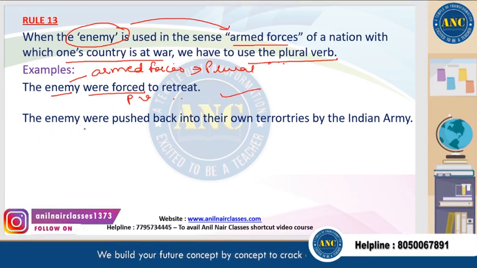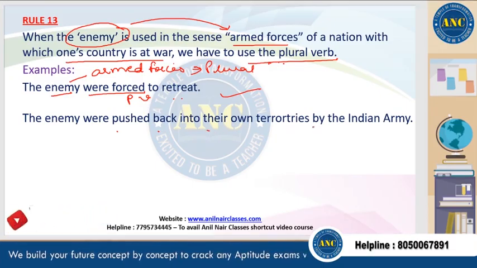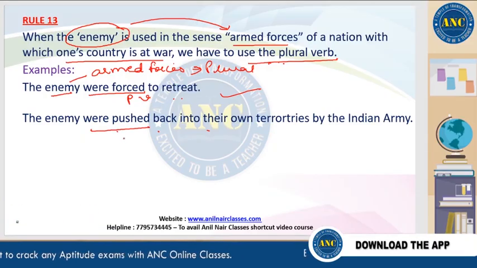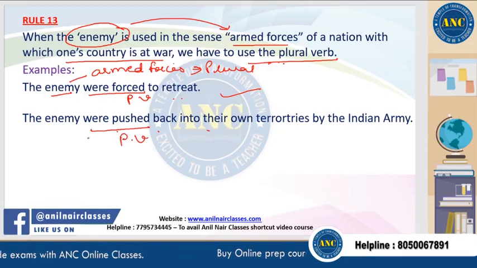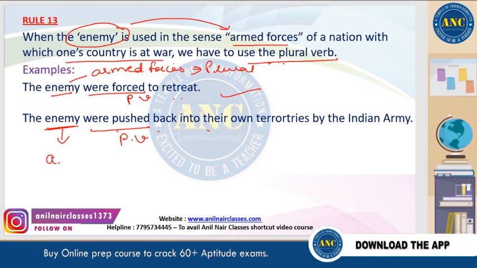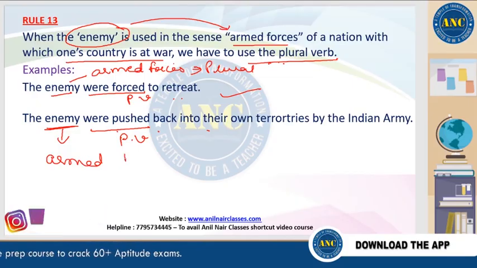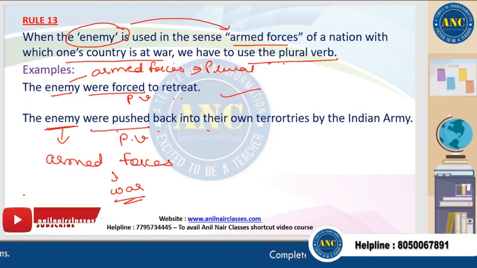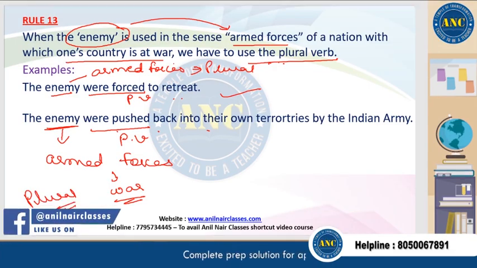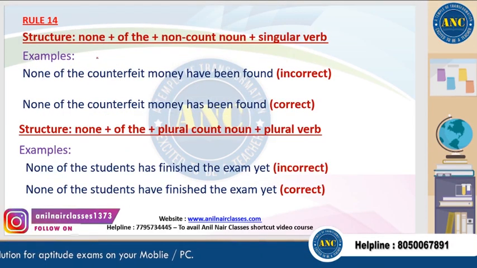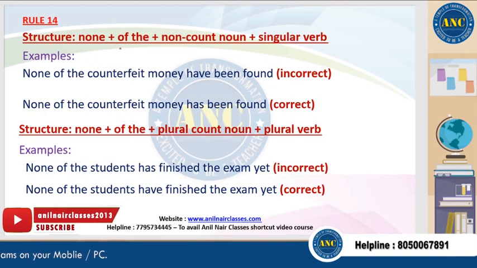Next example. The enemy were pushed back into their own territories by the Indian army. So here the situation of war is happening. So were pushed is the plural form of the verb. Who were pushed? Enemy. It looks like it is singular, but we know it is used as the armed forces, referring to the armed forces with which we are at war, right? So it has to be used as the plural now. So that is why the plural form of the verb is correct. Clear?